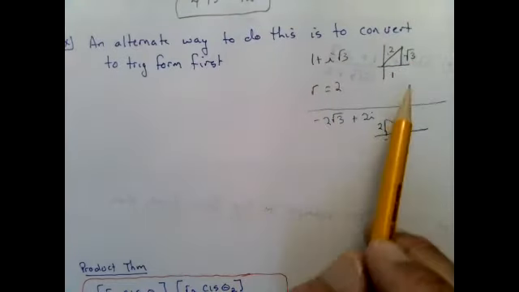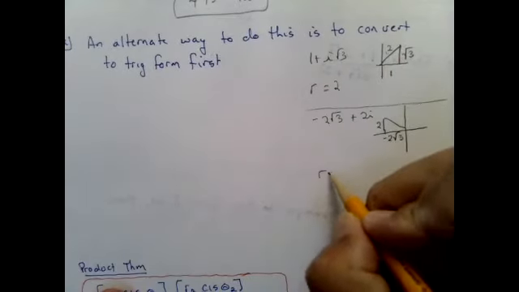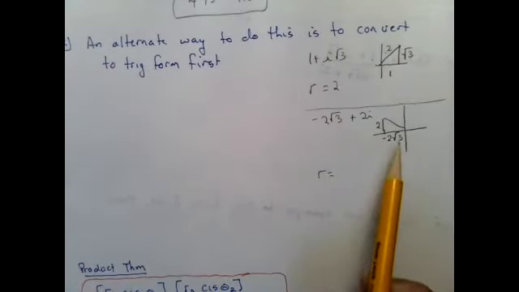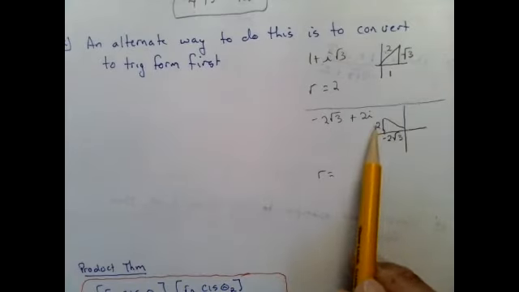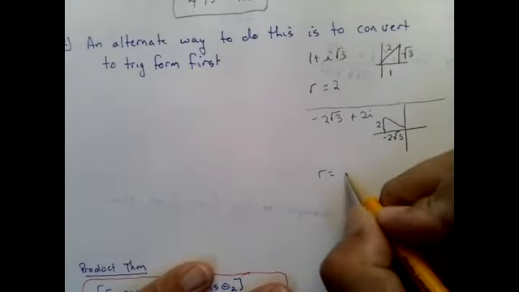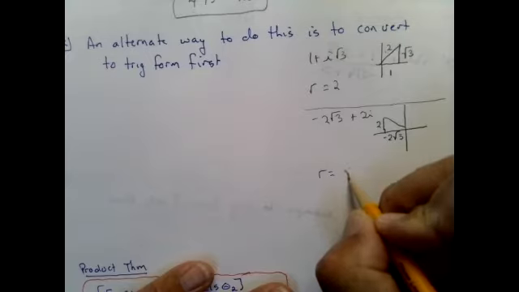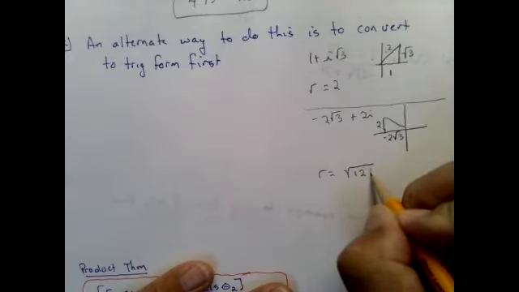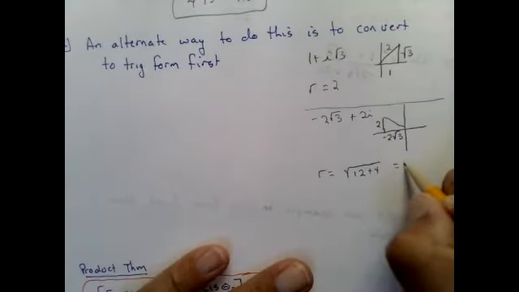R equals the square root of x squared plus y squared. This one's R equals this squared plus this squared, and then I take the square root of it. Oh boy, this squared is 12 plus 4. 12 plus 4, right? 4 times 3 is 12. Yeah, this R equals 4.